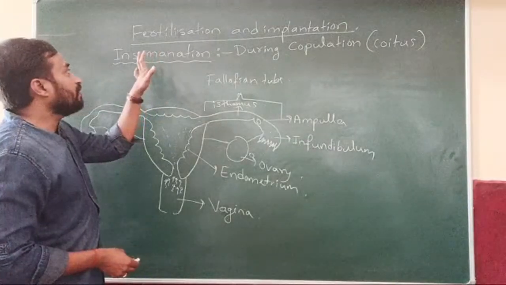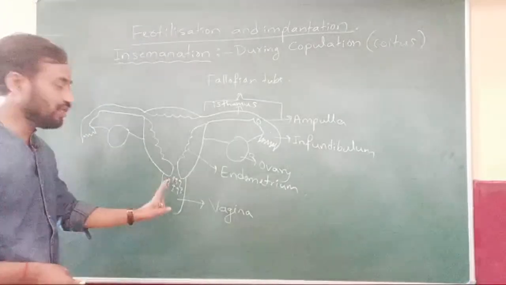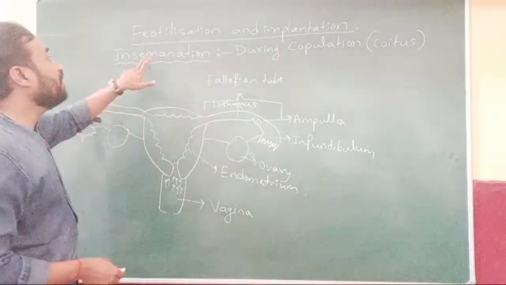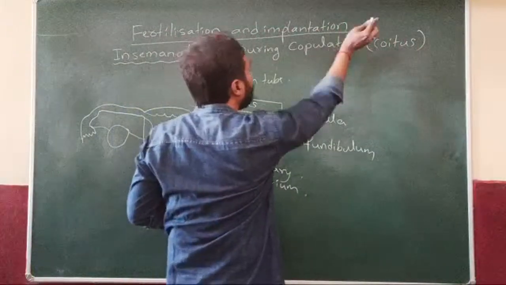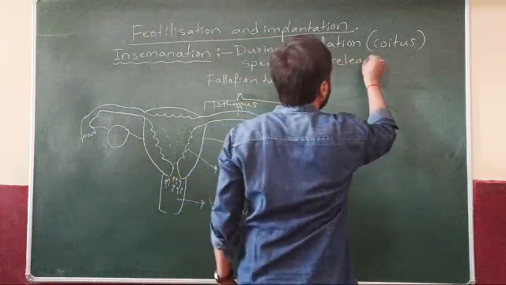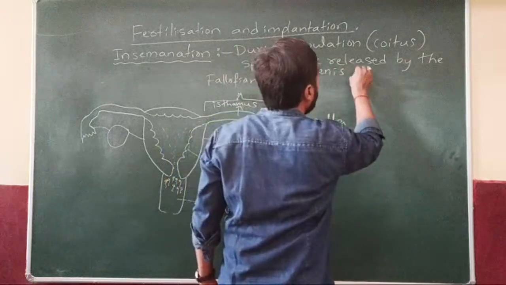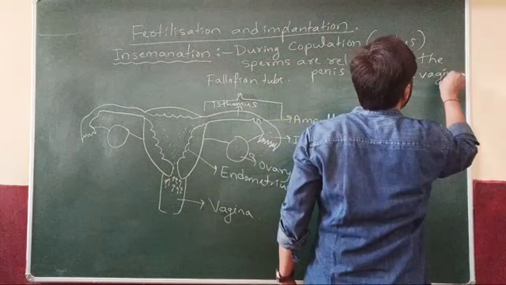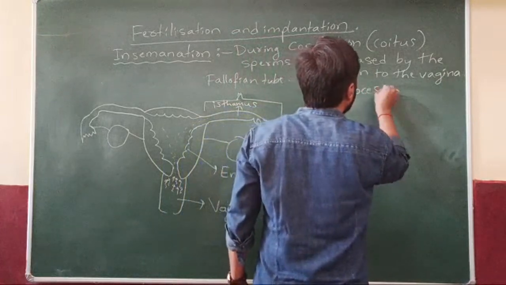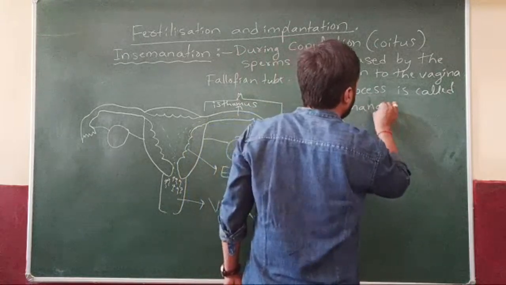Here let us understand what is insemination. During copulation or coitus, the sperms, the male gametes, are introduced into the vagina of the female. This is called insemination. During copulation or coitus, sperms are released by the penis into the vagina. That process is called insemination.